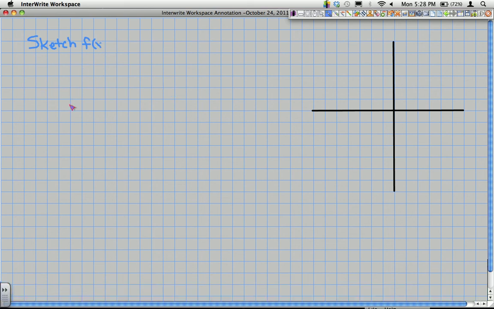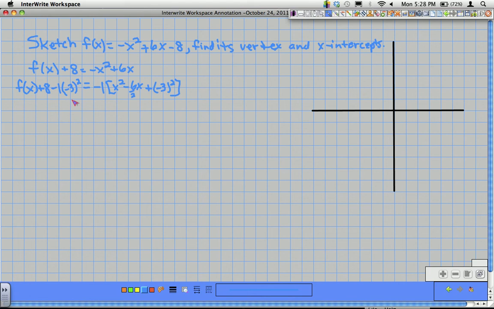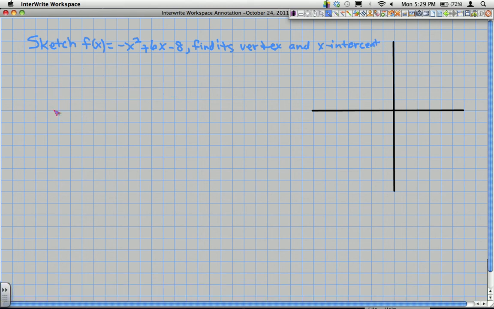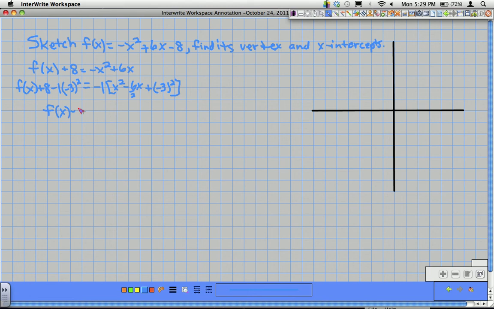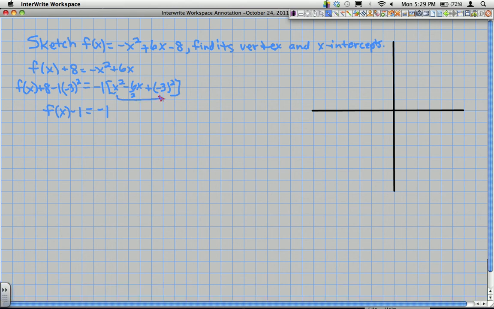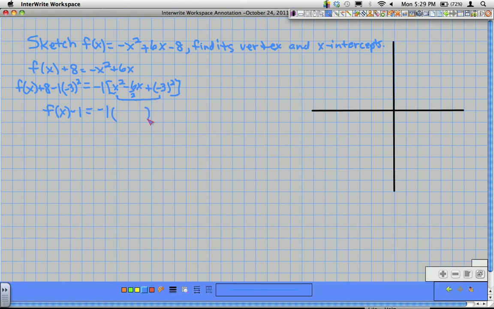And again, left side is the easy side. We just simplify. -3 squared is 9 times 1 is 9. 8 minus 9 is -1. So we get f of x minus 1. On this side, we keep the -1 as our lead coefficient. Again, the shortcut, the two squares become a single square. And in this case, the two squares were x and -3. And we just add the 1 back to the right side.